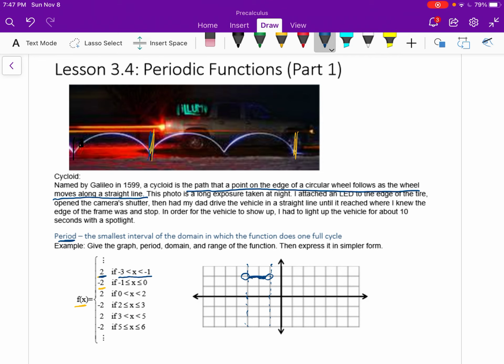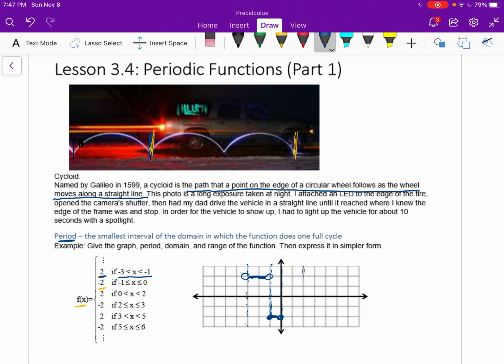And then we want the graph to be at negative 2 from negative 1 to 0. So we have negative 1 and 0. And so the graph is at negative 2. Put the circles here. From negative 1 to 0, it's going to be y equals negative 2. Both of those circles get filled in because it's got the or equal to. Then it's back to 2 again from 0 to 2.